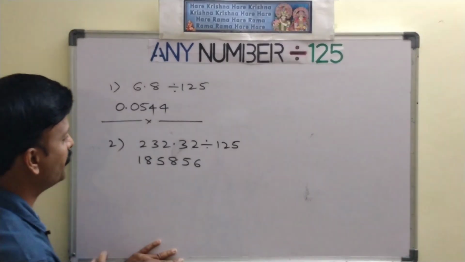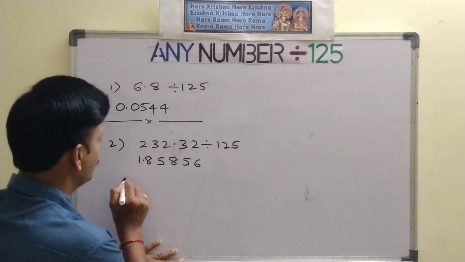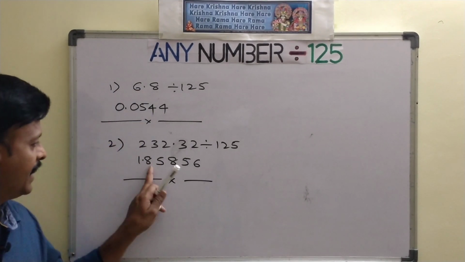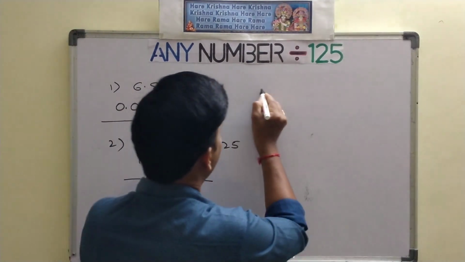So now where to put the decimal point? The decimal point will be here. So that is 1.858560 as the answer. Now one more example we consider.